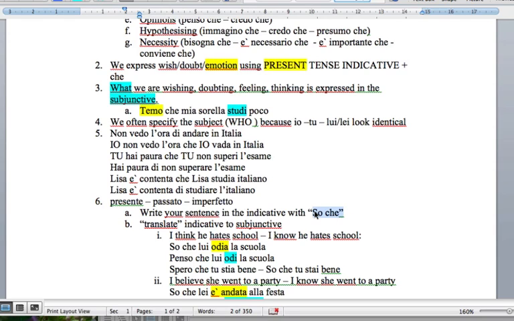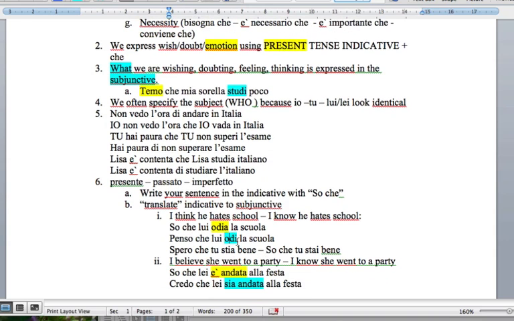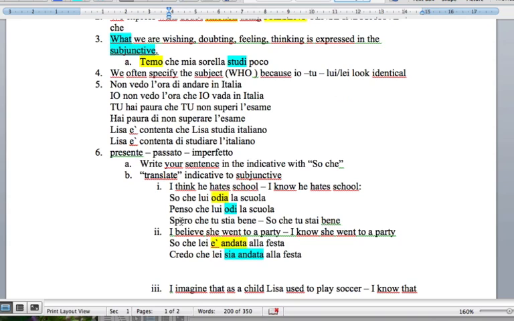Okay, so you write your sentence in the indicative with so che, and then you translate your sentence from indicative to subjunctive. So I think he hates school. First, that's what we want to say, but first we're going to write I know he hates school. So so che lui odia la scuola. We change the so to penso, and we're changing the present tense indicative to the present tense subjunctive by looking at the table and conjugating our verb, so it will end in i. And you know this sentence very well. We've opened all our letters and emails with spero che tu stia bene, and you can go backwards and think, well, originally, if you know someone's well, so che tu stai bene, present tense, subjunctive tense.